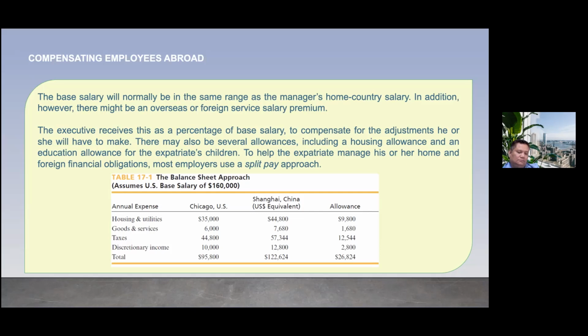So this is an example of the balance sheet approach, assuming that the US base salary is $160,000. These are the four factors: housing and utilities, goods and services, taxes, and discretionary income. So it compares what he or she should be receiving in Chicago, USA, and what is equivalent in Shanghai, China. So there is the allowance, and we can compute it, with a total allowance of $26,824.